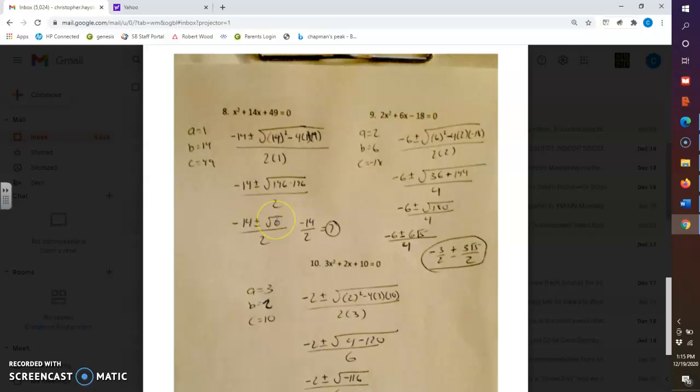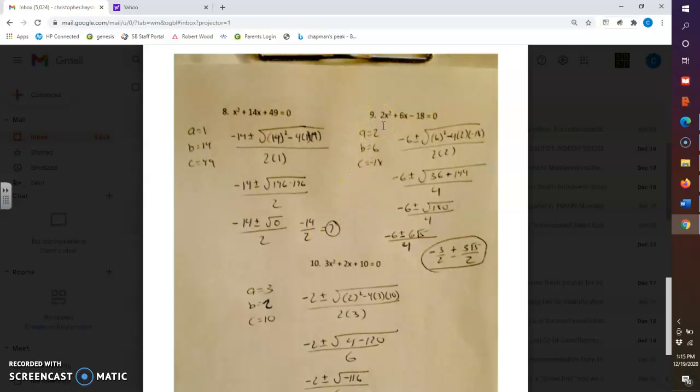The square root of 0 is 0. So it's literally just negative 14 over 2. This is the one time we get one answer. Plus 0 and minus 0 does not change the number. So negative 14 over 2 is a negative 7. This should be a negative 7. I'm going to have to change that. I know I have it circled as a positive. It should be a negative.